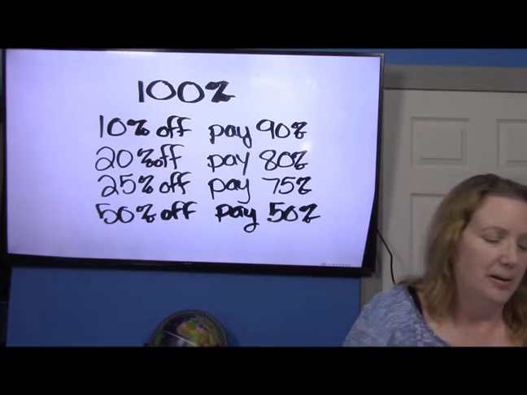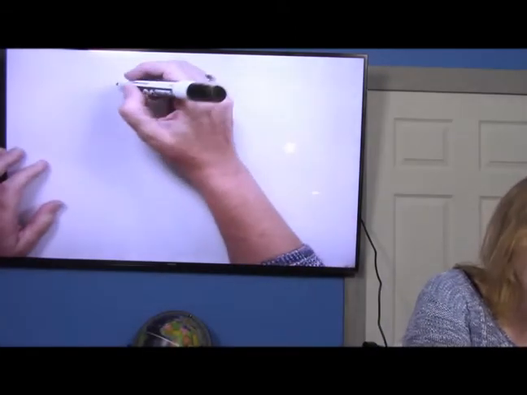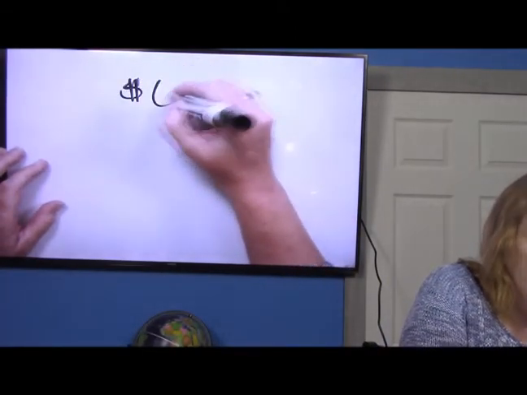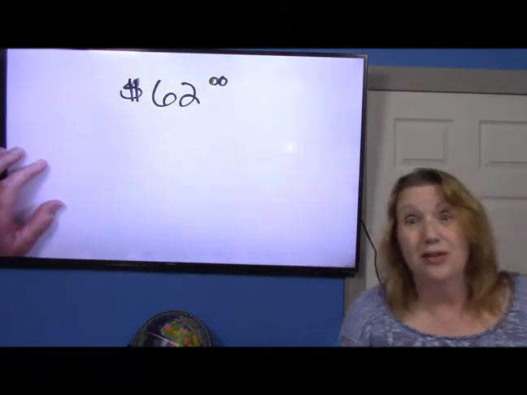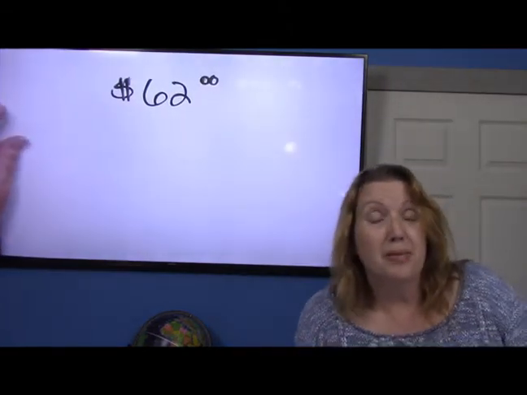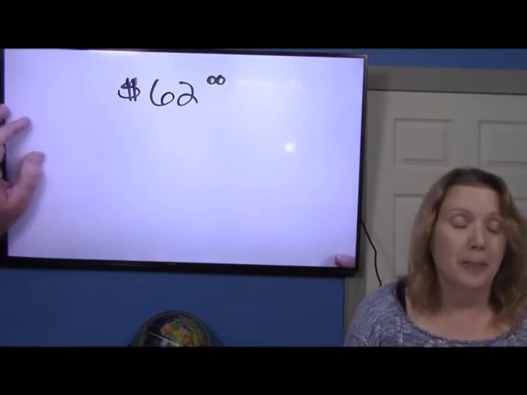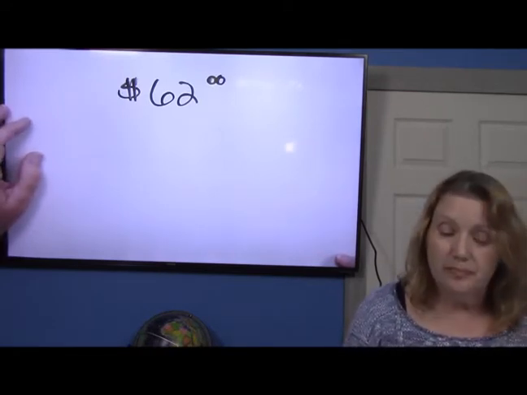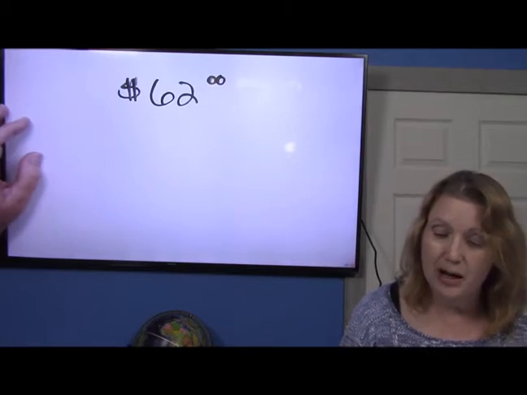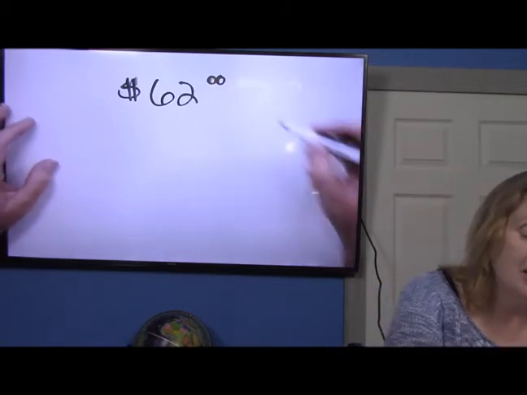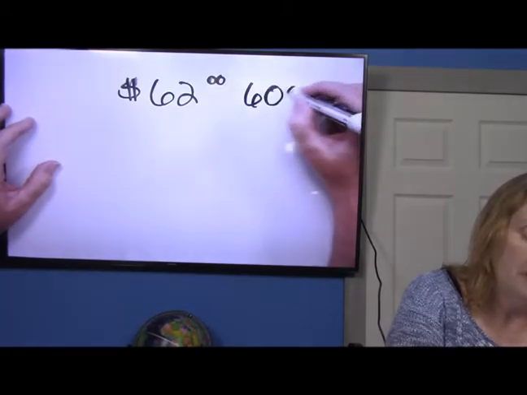Let's do a little shopping. Let's say that we walk into a store and we see this really nice Nike shirt that we would like to have. We look at the tag and it's $62. At that time we don't quite have $62. We only have $50. Then we look up and we notice there's a sign that says it's 60% off.